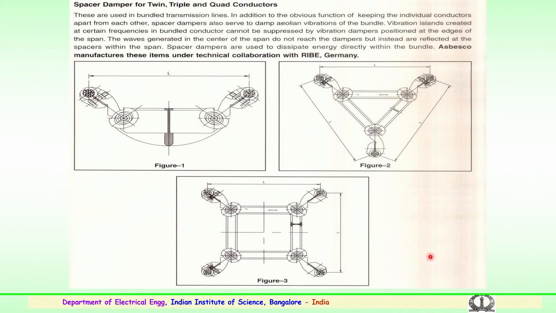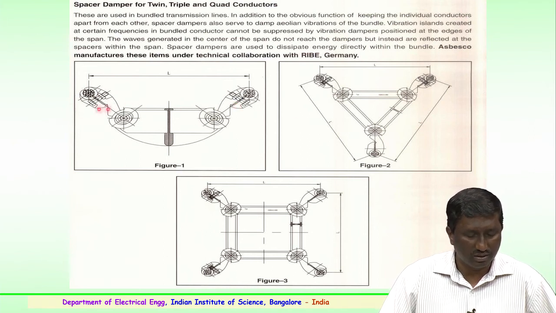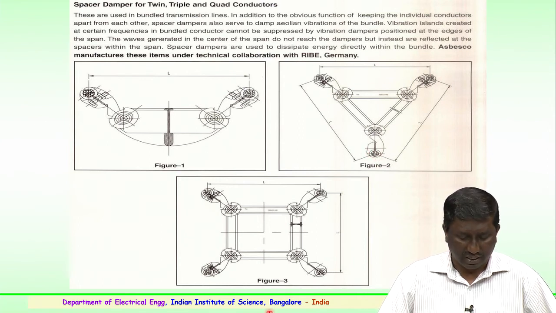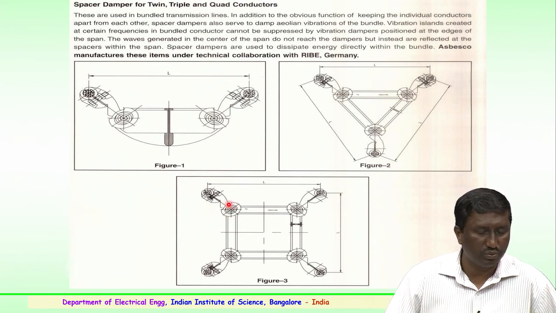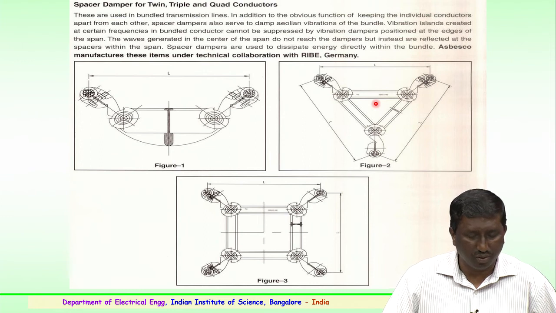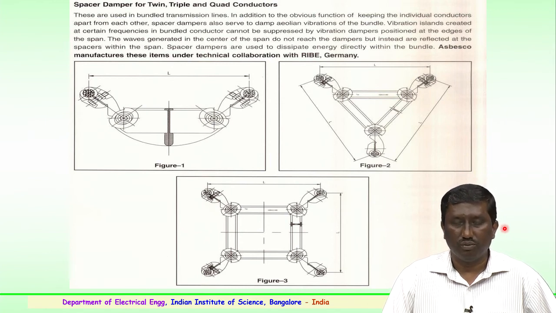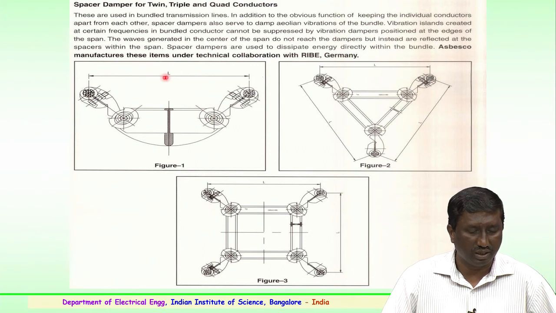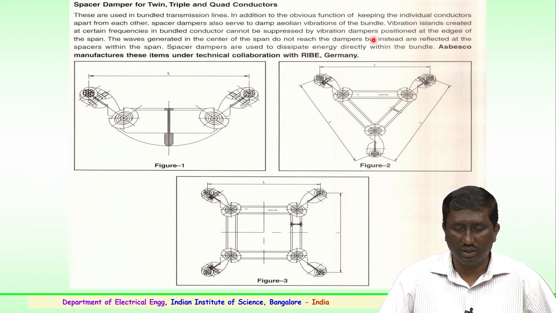Another important component is the damper for twin, triple and quadruple conductors. So, for 2 conductors you have this spacer damper, for 3 conductors you have this type, which is fixed in an equilateral triangular arrangement, and for a 4 conductor bundle you have a square type of arrangement where 4 conductors are connected. So, this spacer damper is used for a twin, triple or 4 conductor bundle, and in addition to the main function of keeping the individual conductors 45 centimeters apart from each other, the spacer damper also serves to damp aeolian vibrations of the bundle, that is interbundle.